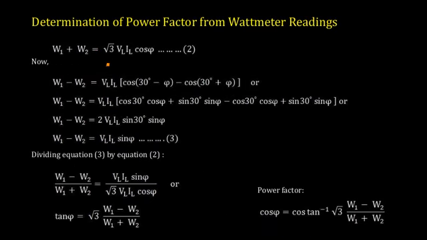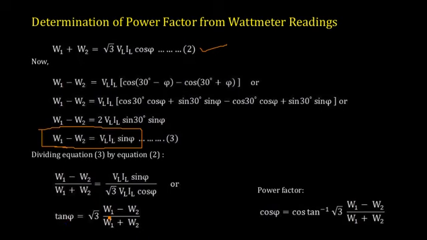Now how will you determine the power factor from these wattmeter readings? So already we have seen that W1 plus W2 will be equal to root 3 VLIL cos phi. So you have established that. Now take W1 minus W2. When you take W1 minus W2, you will be obtaining the relationship as VL IL sin phi, corresponding to W1 minus W2, the difference between the wattmeter readings. Now dividing equation 3 by equation 2, W1 minus W2 divided by W1 plus W2, what will you be getting? You will be getting tan phi from this.